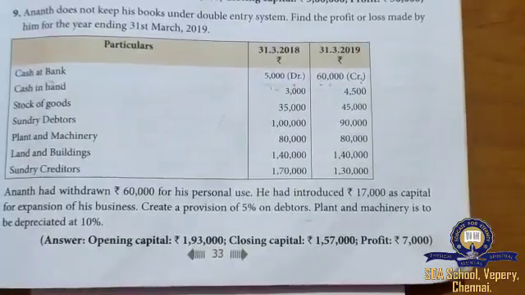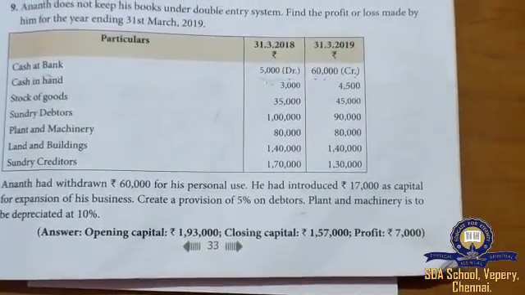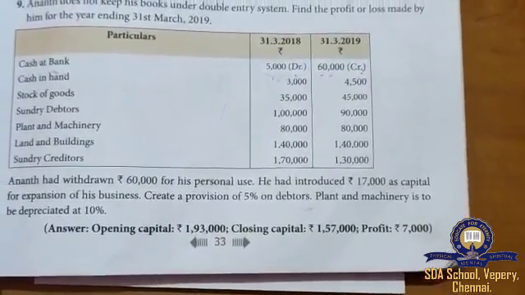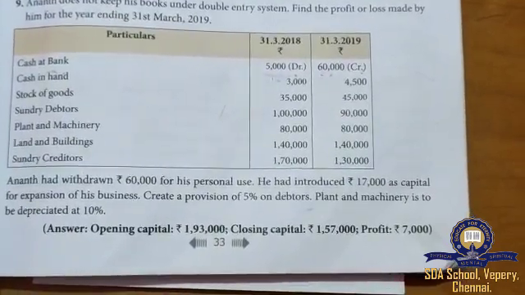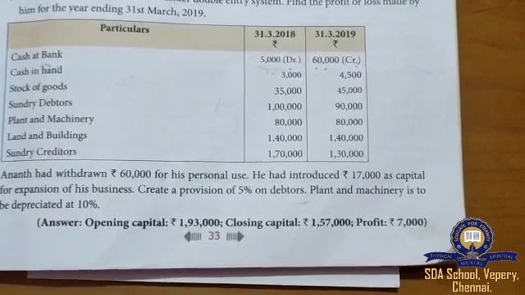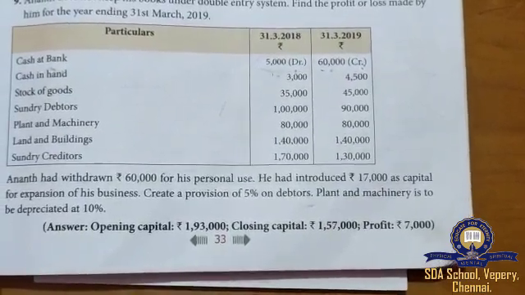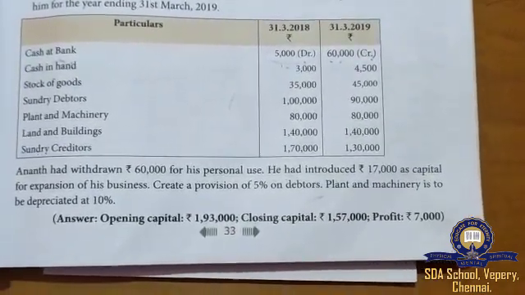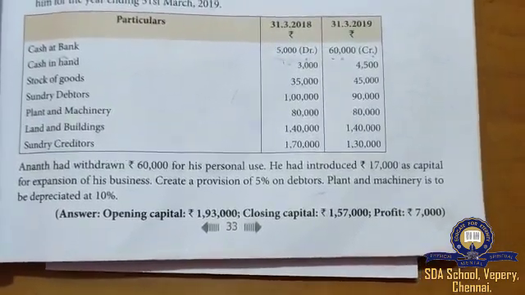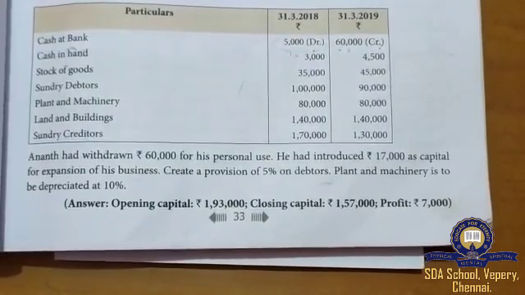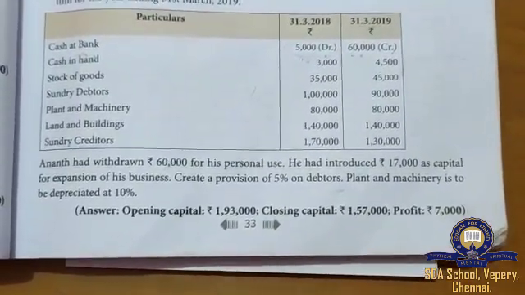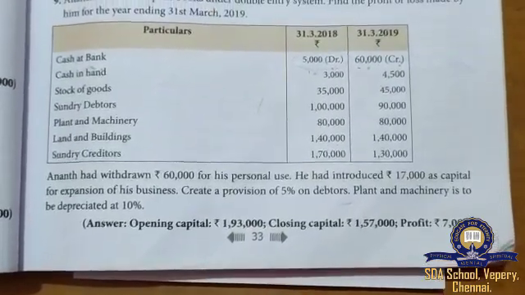Take page number 33, ninth sum. Anand does not keep his books under double entry system. Find the profit or loss made by him for the year ending 31st March 2019. So here they have given the date 31/3/2018, 31/3/2019. So students will be confused whether it will be closing or opening. So 31/3/2018 is the opening and 31/3/2019 is the closing.